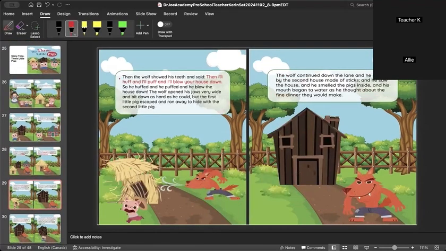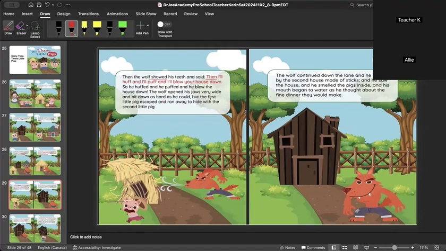Anyone? Then the wolf showed his teeth and said, I will huff and puff and blow your house down. So he huffed and he puffed and he blew the house down. The wolf opened his jaws very wide and bit down as hard as he could.